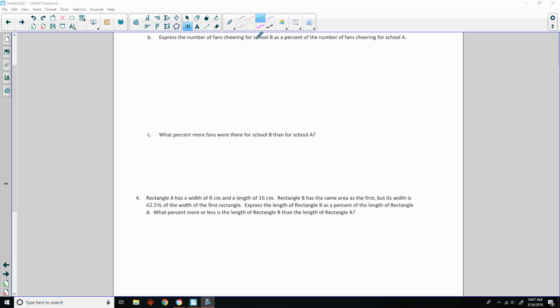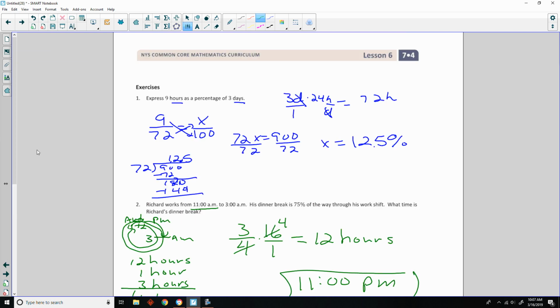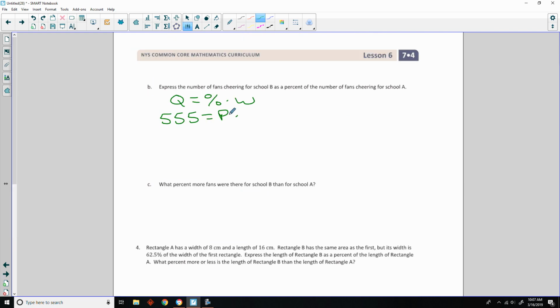Part B says to express the number of fans cheering for school B as a percent of the number of fans cheering for school A. Now we're going to use quantity equals percent times the whole again. This time the quantity is the fans of B, 555, which equals P times, was it 370 fans? It was 370 fans. Okay, so in this case, we're going to divide both sides by 370. These cancel, and I get P equals. Now I don't need to do this again. I know that 555 reduces to 3 and 370 reduces to 2.